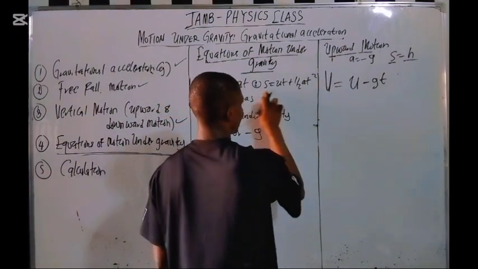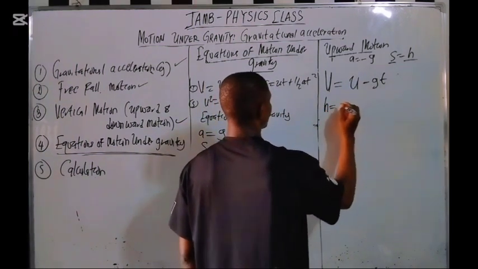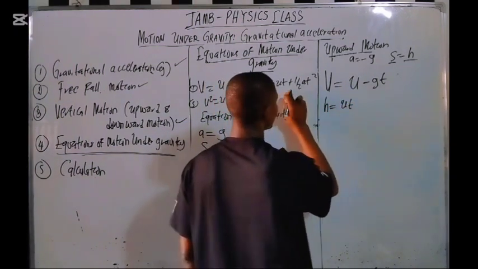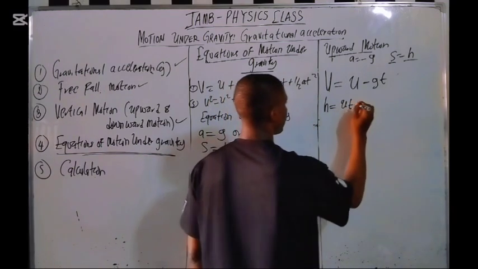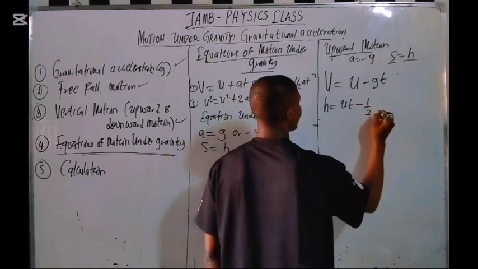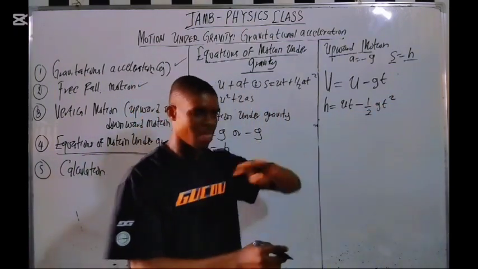Here we have H, instead of putting X, it's going to have H. So it's going to be H equals UT, right? Now remember the minus we have here, so it's going to be minus half GT squared. Can you see that? As easy as that.